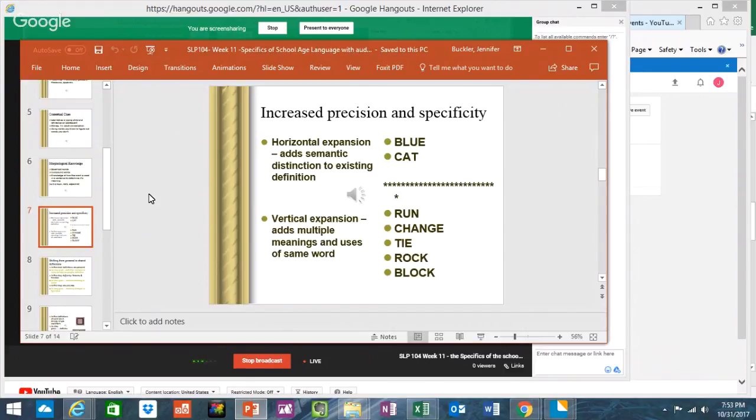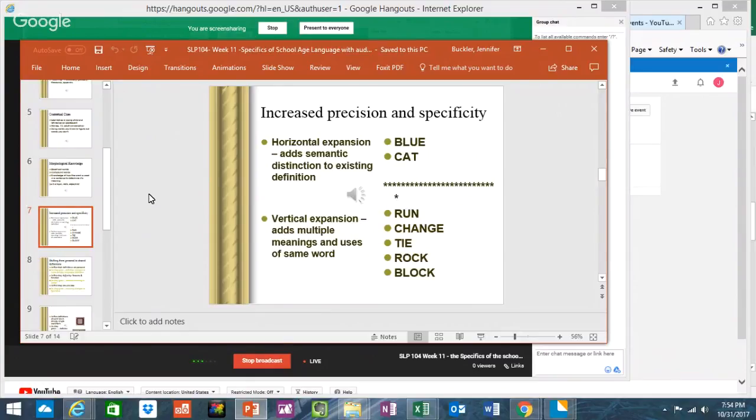I will tell you that you cannot use any of the examples written on the board here right now: blue, cat, run, change, tie, rock, or block. You must use an original word. It is easier if you use words with which you are familiar. Horizontal expansion is best done through nouns as you're learning, okay? For each assignment, you need to horizontally expand one word and then vertically expand a different word, not the same word.